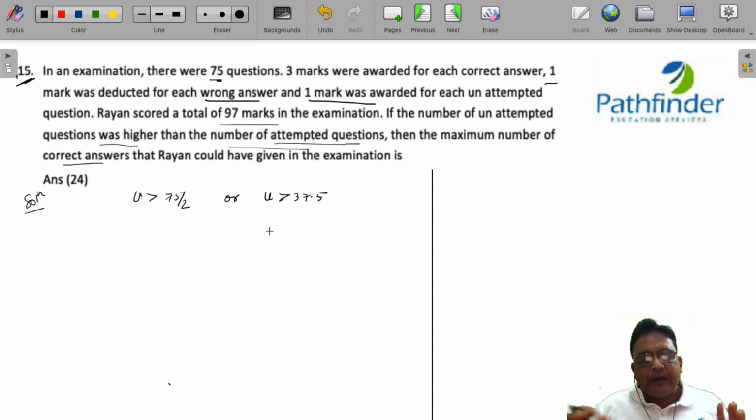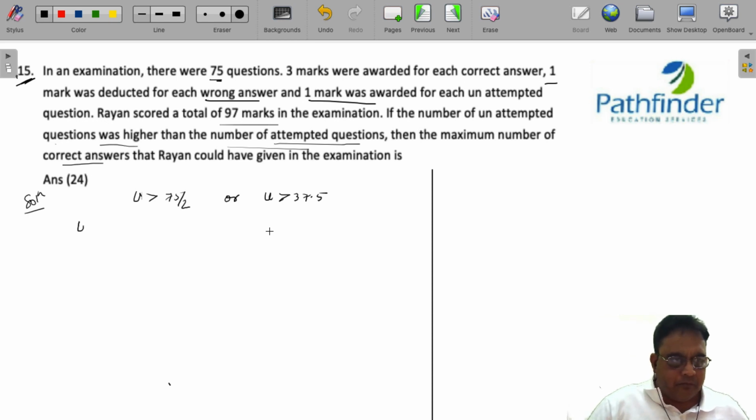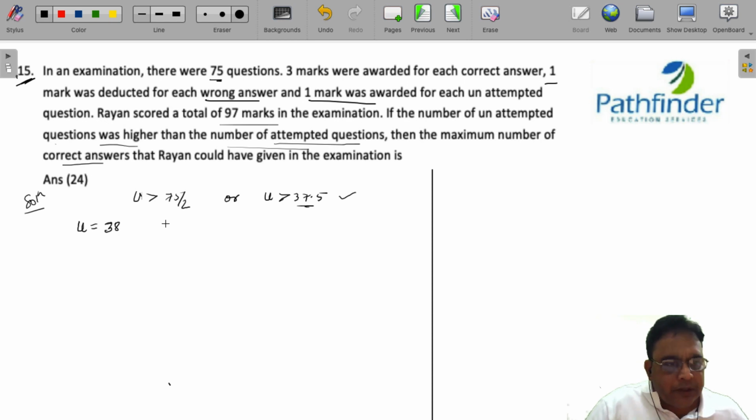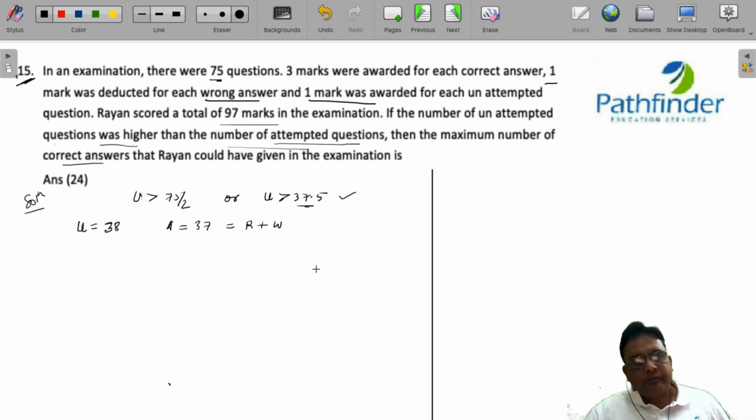Let us start by making an assumption that the number of unattempted questions is 38, which satisfies this particular property. So which means that the number of attempted questions must be 37, and they would be broken up into right and wrong. So unattempted questions 38, attempted questions 37, which include right plus wrong. This is your equation number 1.